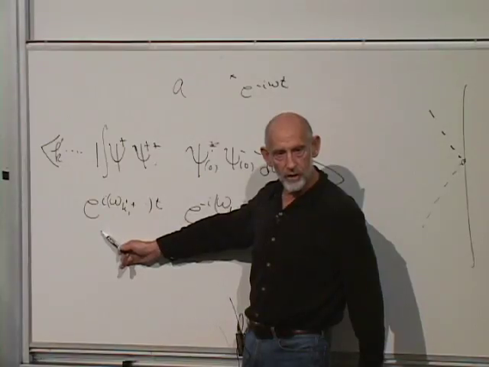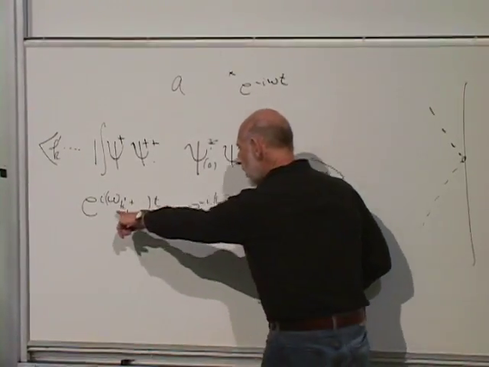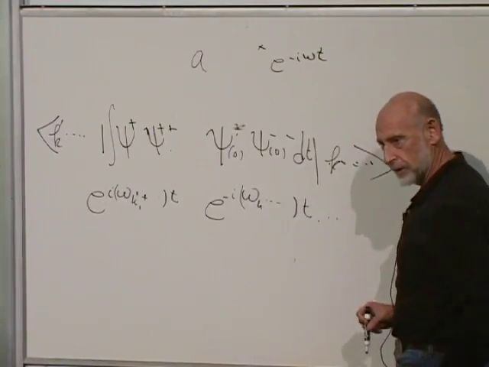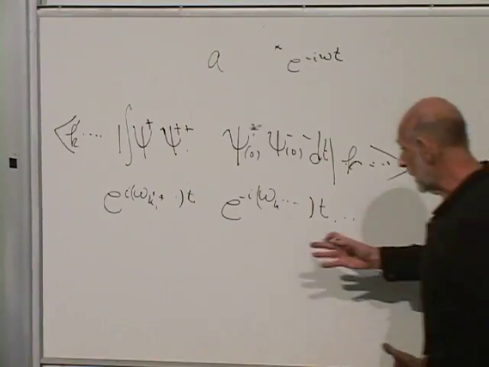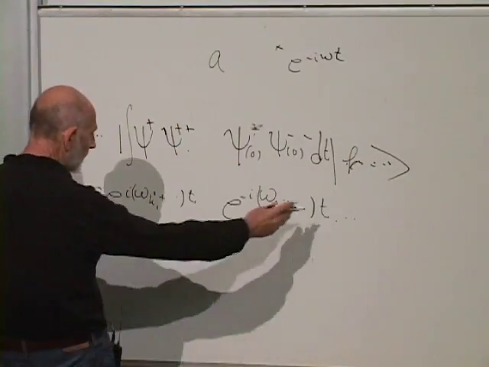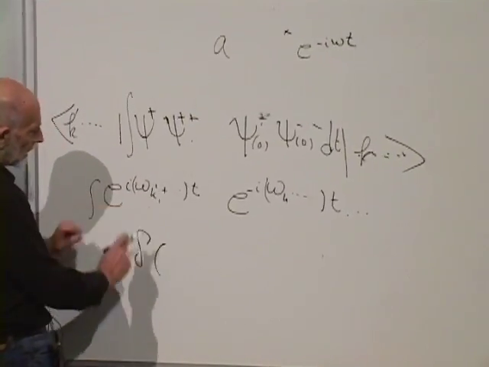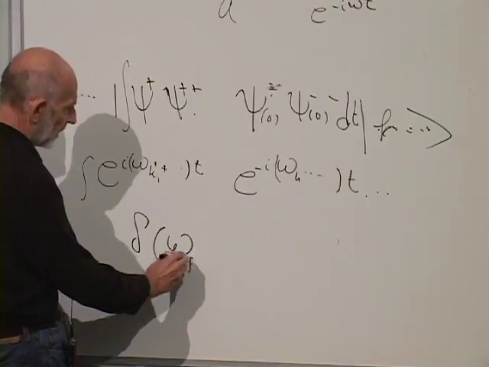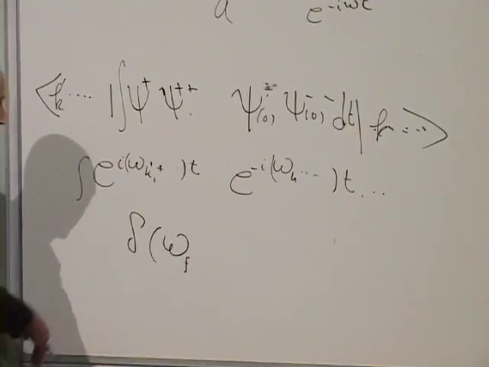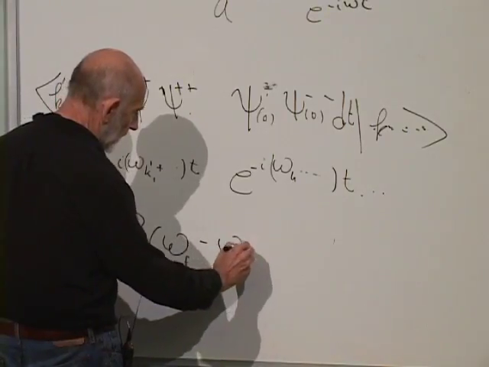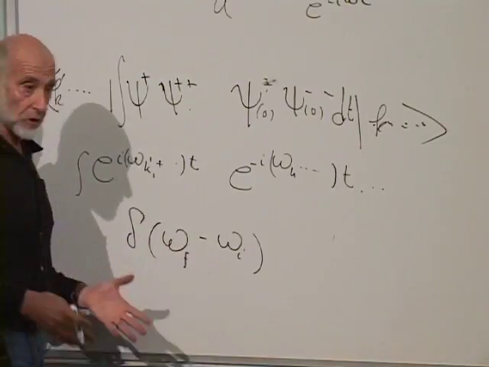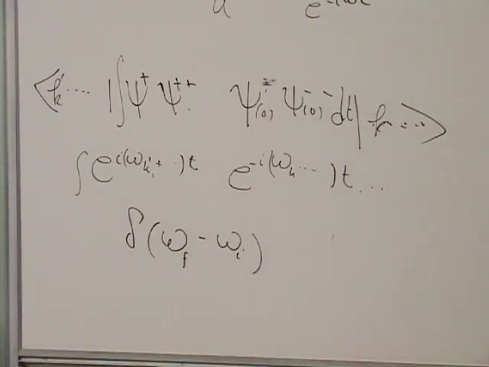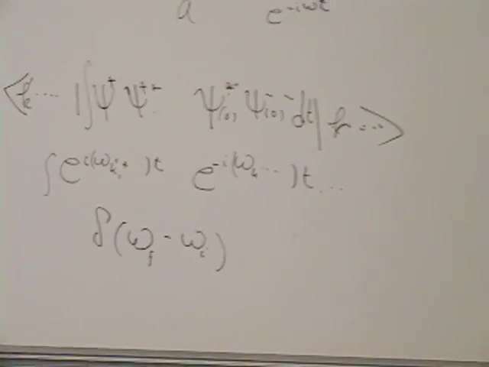A delta function. A delta function of the sum of the final energies minus the initial energies. When we integrate this over time, what we get is a Dirac delta function of, let's call it omega final. That means the sum of all the outgoing energies minus the sum of all the incoming energies. In other words, the answer is zero unless the incoming energies are equal to the outgoing energies. And this was just a consequence of saying that the process could happen with equal probability at any time.